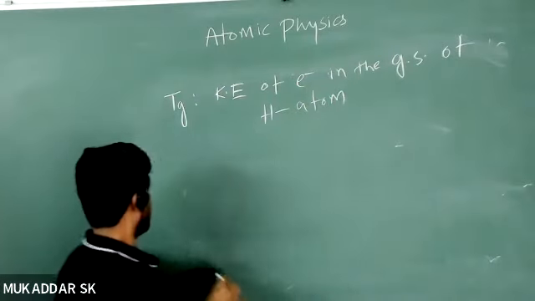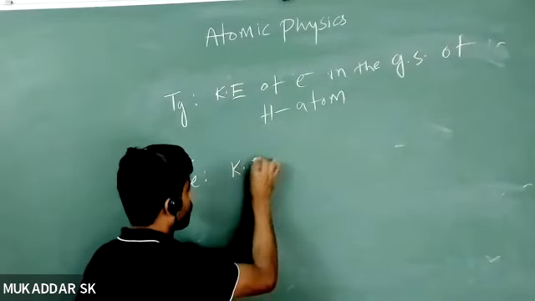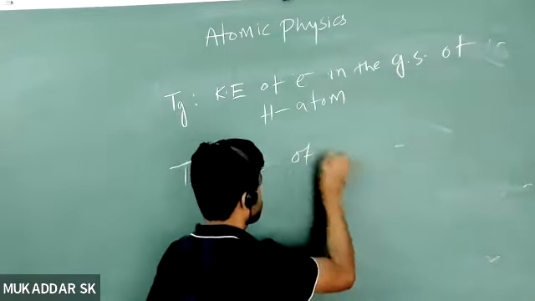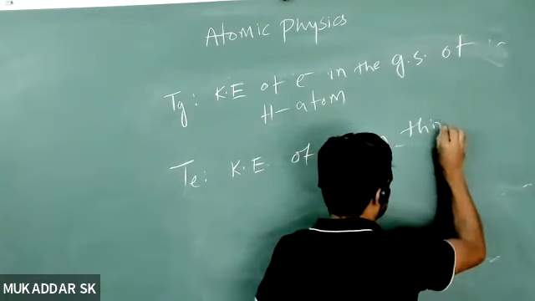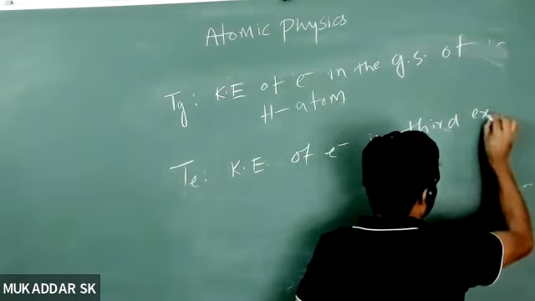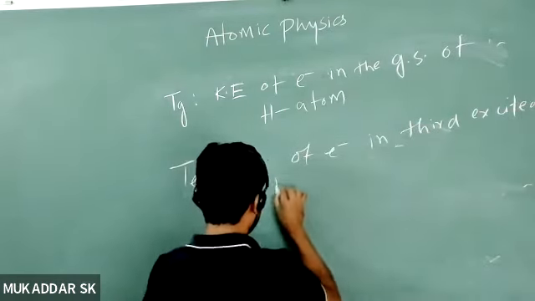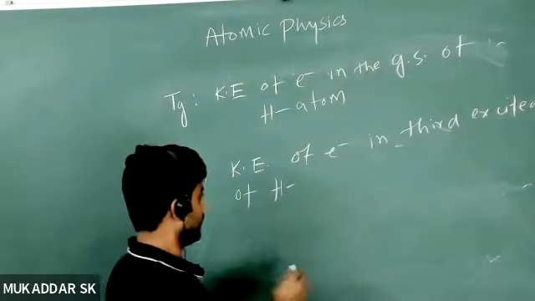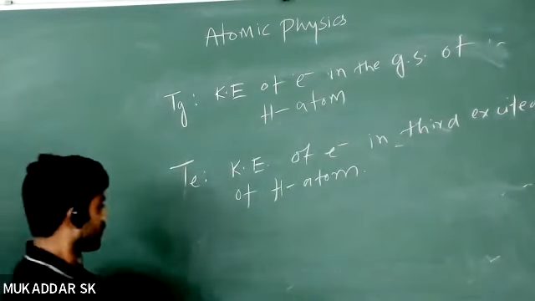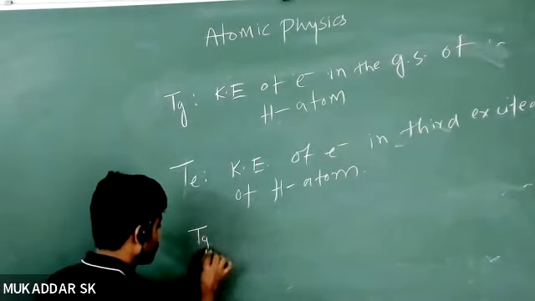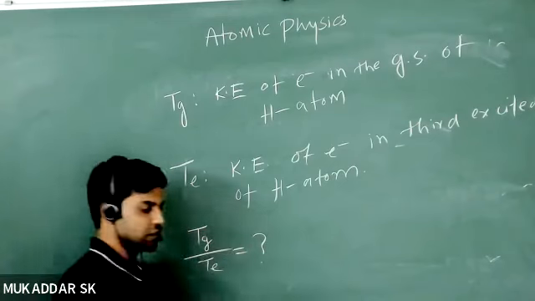And Te is the kinetic energy of electron in the third excited state of a hydrogen atom. Hydrogen means capital H. Then you have to calculate the ratio of kinetic energy of ground state to that of third excited state. That you have to calculate, how much it will be.